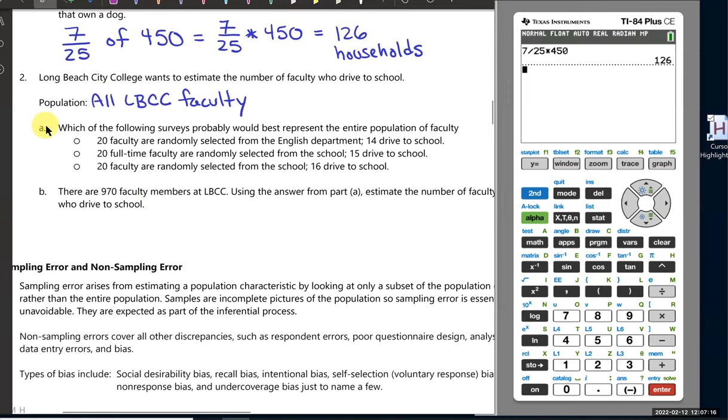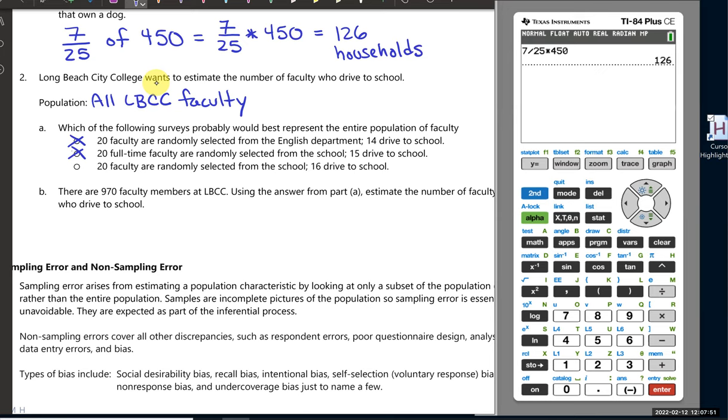And the biased ones are going to be pretty obvious. So if you're studying all faculty, should you pick 20 faculty from the English department, right? No, those are biased towards English department people, right? So you just have to think about who we're trying to represent. Or how about picking just full-time faculty? No, they didn't say they were doing a study on full-time faculty. They said they were doing a study on faculty. So that would be biased towards full-time faculty.